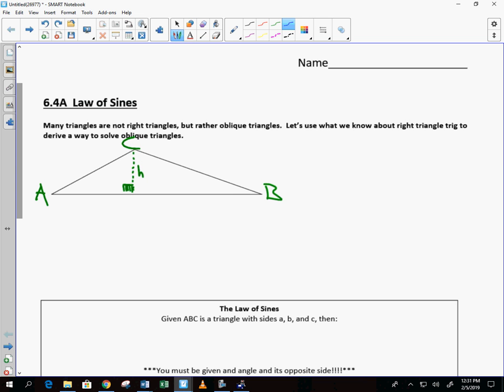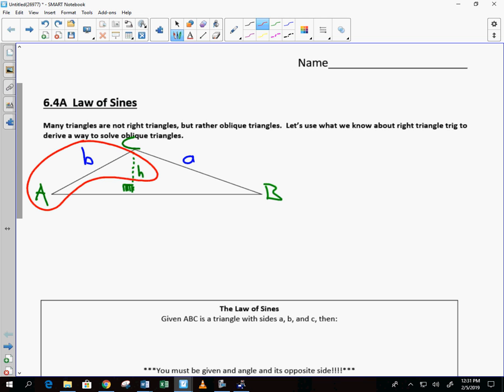Okay, AC, isn't it also B? It's across from angle B. What side is this? A. Now, what I'm going to do is I'm going to use these letters and these features in order to write a trigonometric expression.